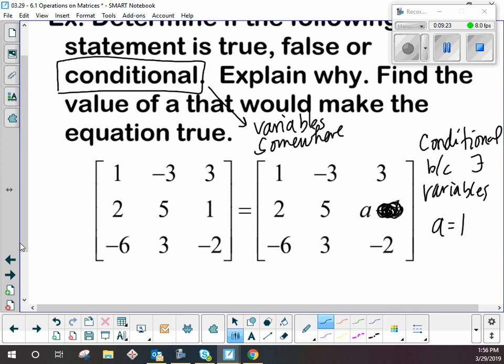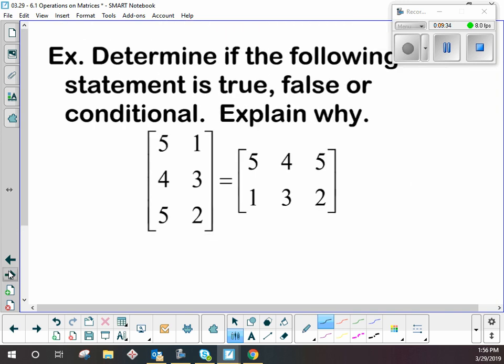All right. Anybody need that up anymore? The point of these things are to get your mind working on a few concepts. Sizes of matrices, corresponding entries. All right. Write your answer for that one and write down an explanation for that one as well. Determine if that is true, false, or conditional, and explain why.